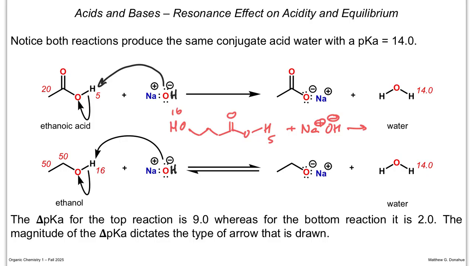So in my haste, I realized we forgot to practice resonance. Sorry about that. Let me actually explain that now. OH in an acid versus OH in an alcohol. Why are these two so different if it's just OH? If we look at the carboxylate, we can delocalize the negative charge that's on oxygen to the other oxygen.